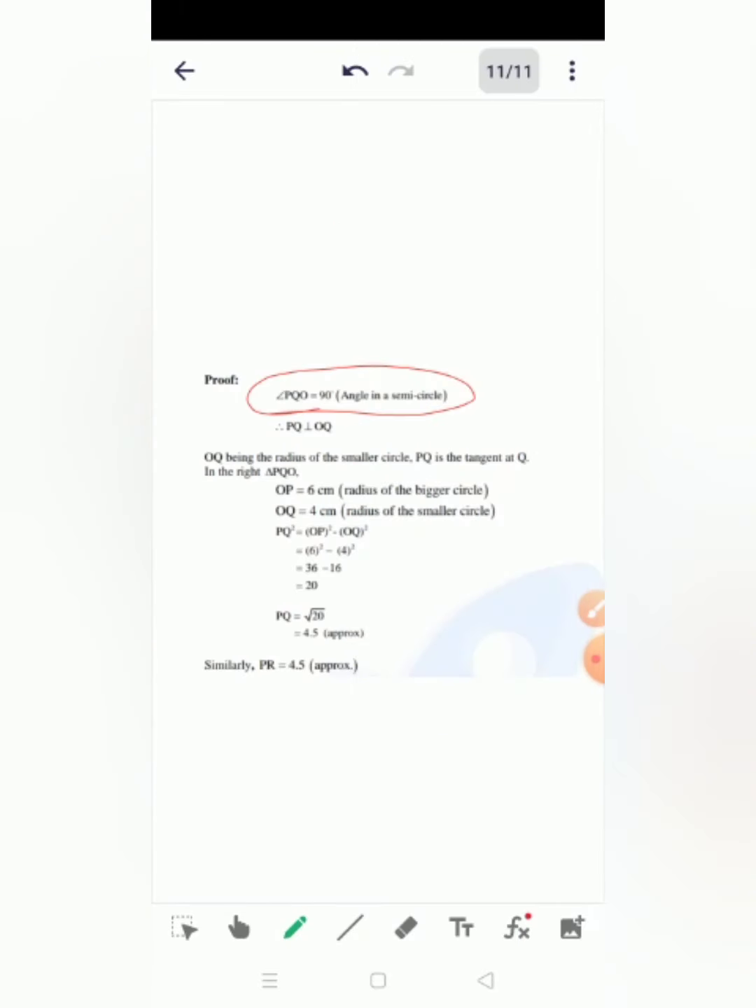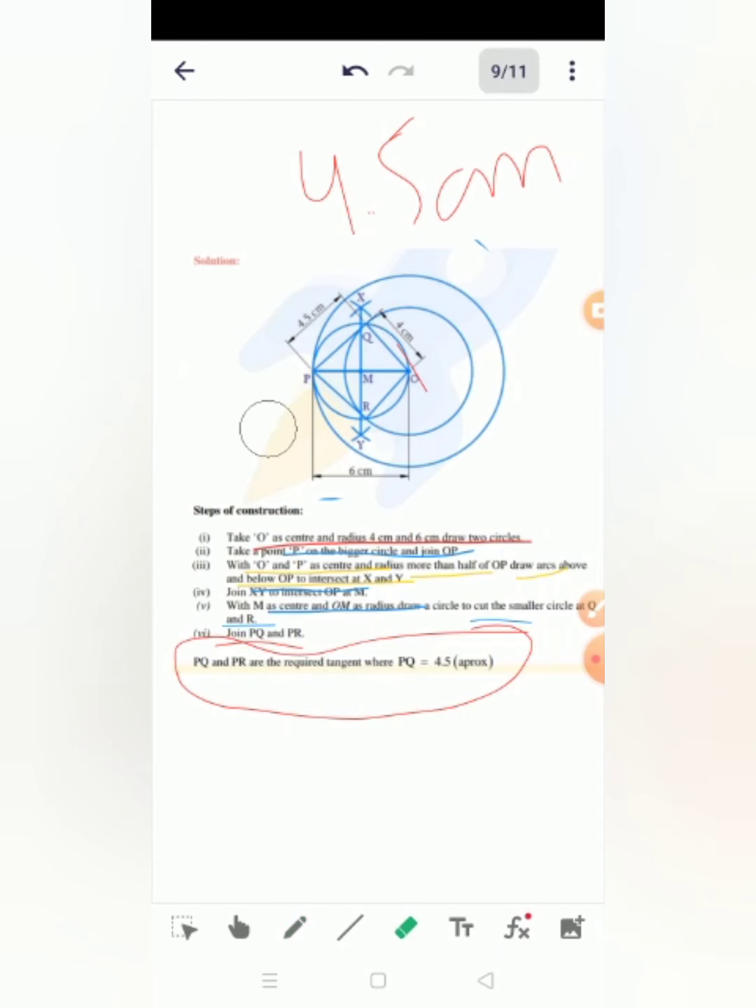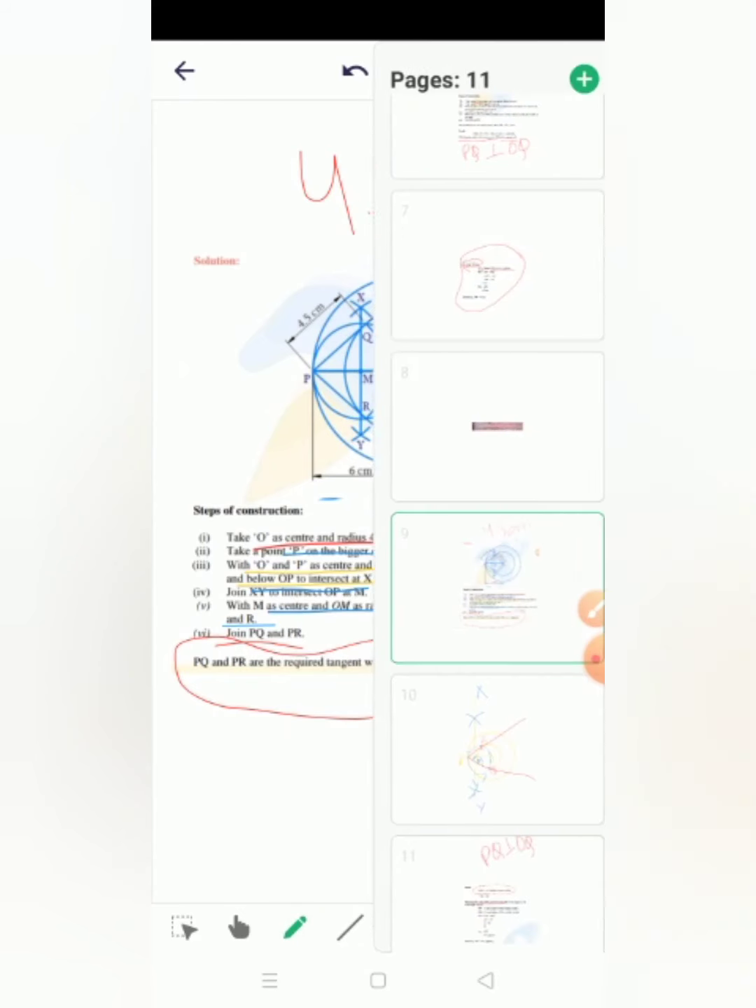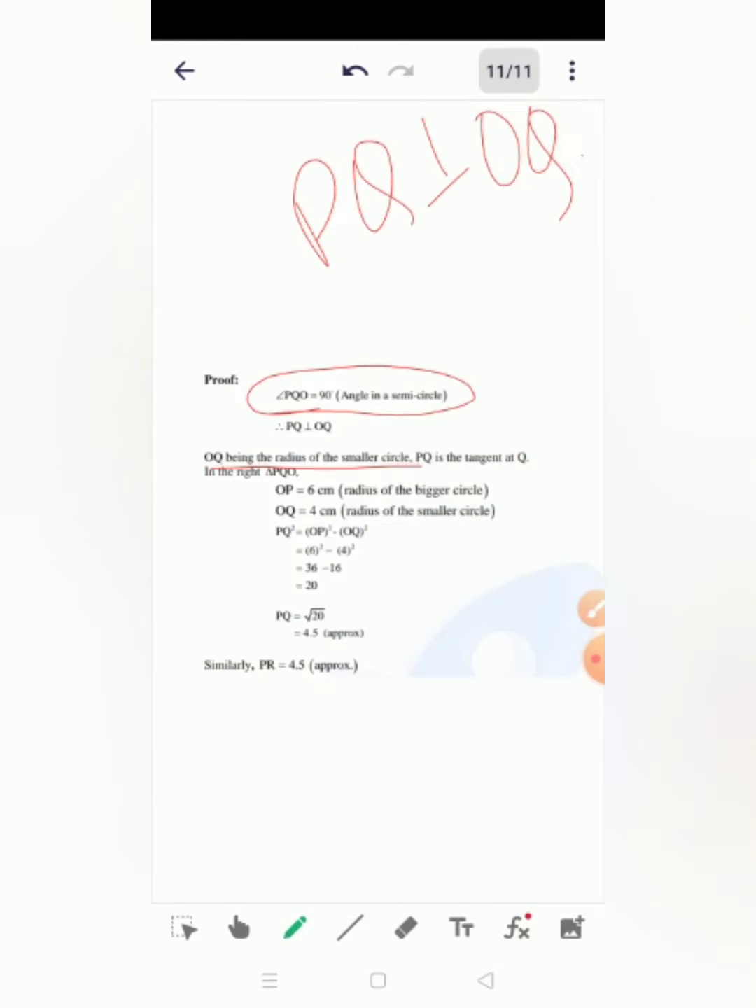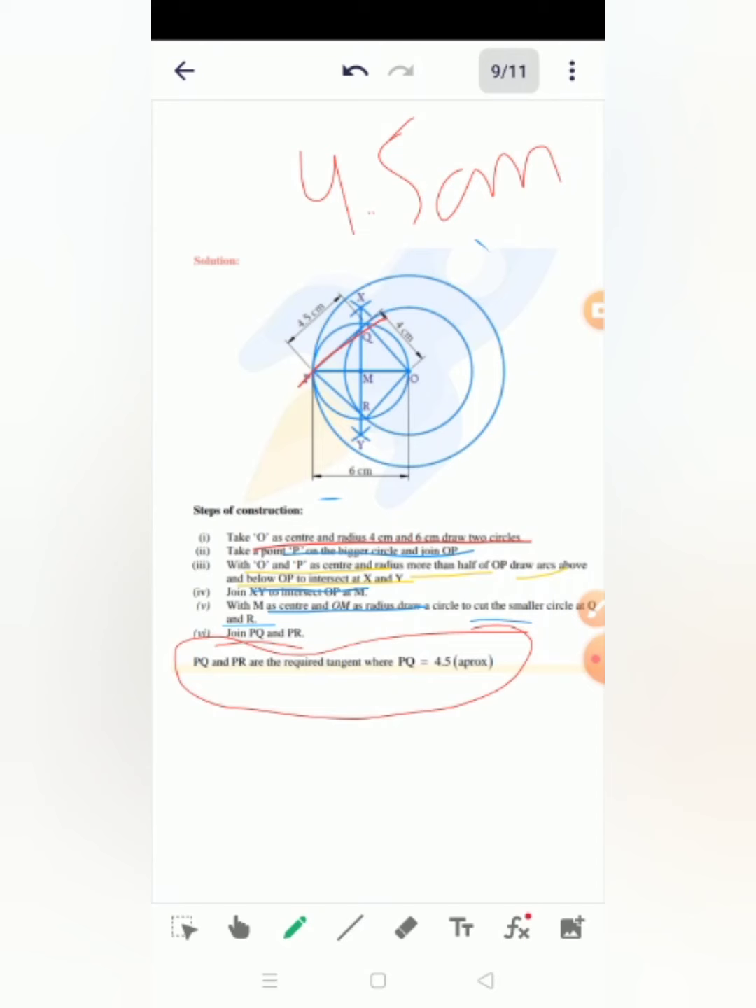We know that angle PQO is 90 degrees, so PQ should be perpendicular to OQ. Since OQ is the radius of the smaller circle, here you see OQ is the radius of the smaller circle, so PQ is the tangent at Q.